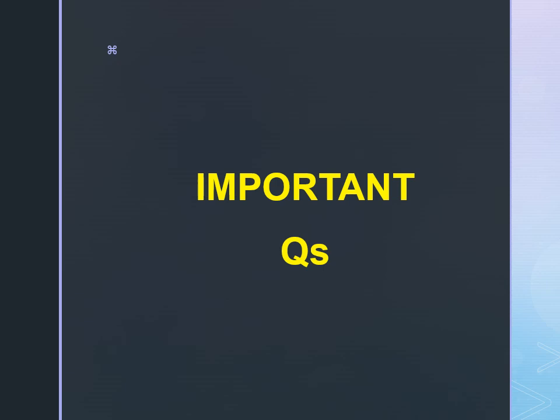Then a short note can come on VDRL, so you should know everything, what is the full form of VDRL and all those things. Then biological false positive can come. Then there could be the Treponema pallidum immobilization test, and there can be a short note on congenital syphilis.